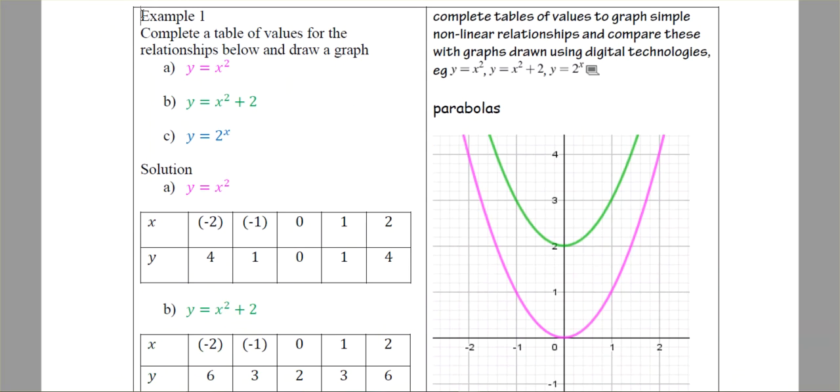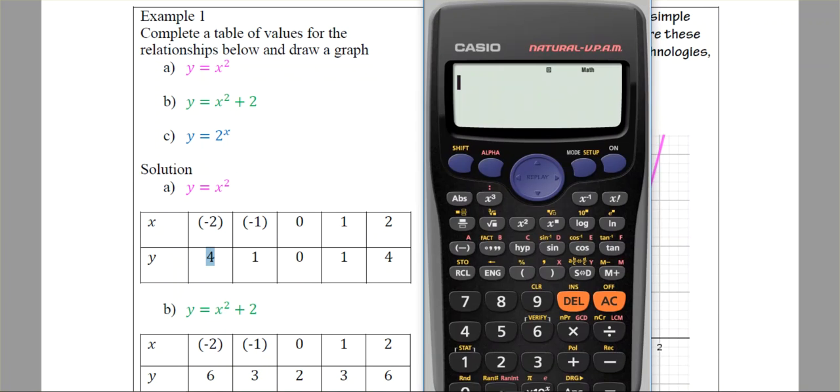See example 1, complete a table of values for the relationship below and draw the graph. So we've got y equals x squared. The table of values is here. So for the x values, I'm going to use -2, -1, 0, 1, and 2. And you'll notice that I've got the negative numbers in brackets. That's because when we square negatives, we get a positive number. The mistake tends to be that people put this down as -4, when it is actually 4.